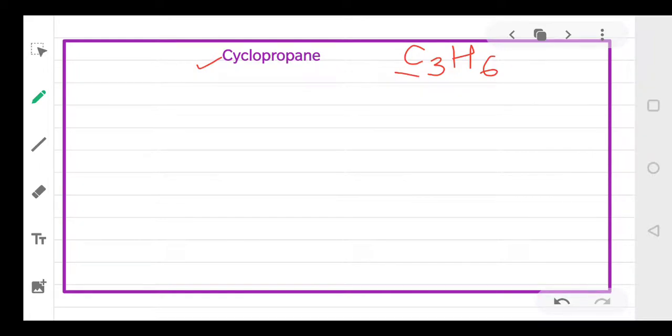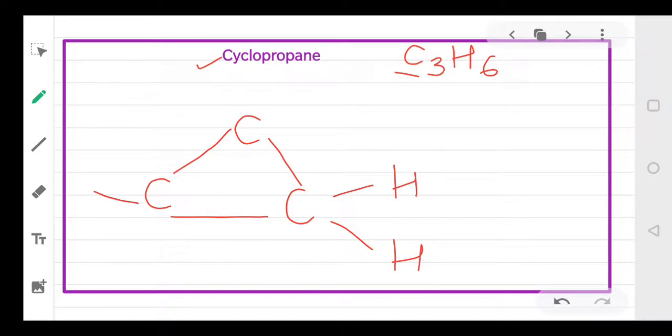C3 and H6. So we have to arrange 3 carbon in the form of a circle. It is a closed ring structure. So in this manner it will be arranged. This is your closed structure. Okay? C3, we have arranged C3. Ane means all single bond. Prop, 3 carbon. Ane means all single bond. So we made a single bond between every carbon. Now we have H6, so we have to join 2 hydrogen everywhere. Okay, so this is the structure of cyclopropane.